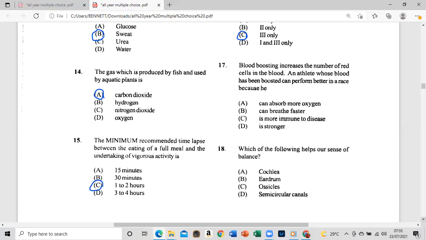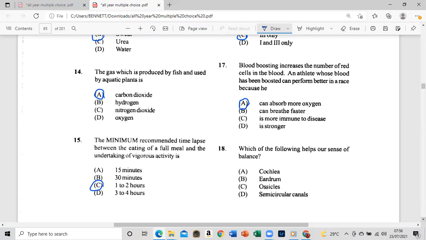Number 17, blood boosting increases the number of red blood cells. An athlete whose blood has been boosted can perform better in a race because, that is cheating though, he can absorb more oxygen, can breathe faster, is more immune to disease, or is it D, he is stronger? And the answer for 17 is he can absorb more oxygen. Still cheating, guys, so don't do it if you're an athlete, all right?